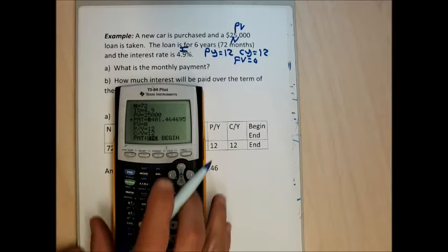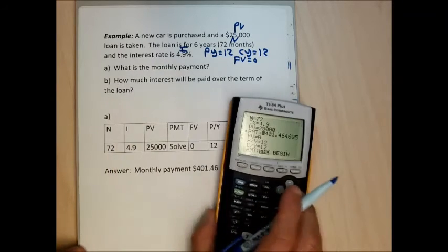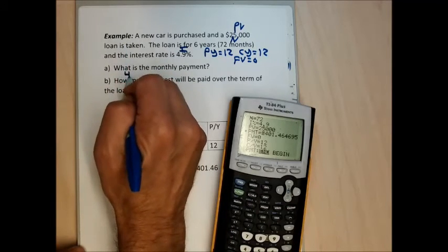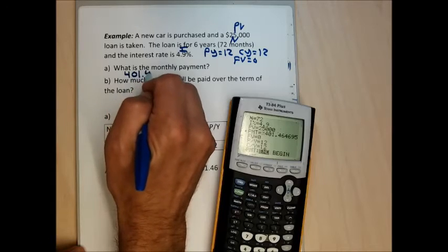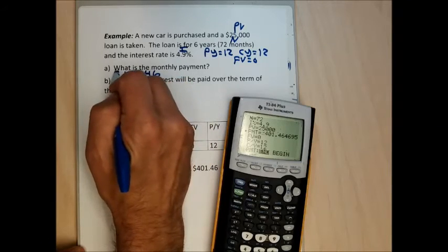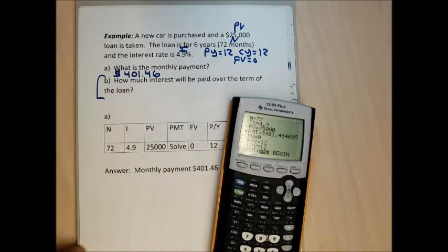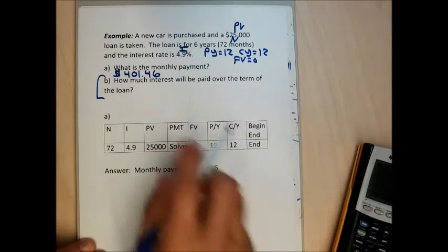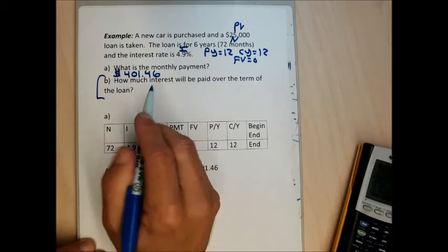We've done this monthly payment, I guess, a few times. The monthly payment for this car is $401.46. The new thing that we have to do is how much interest will be paid over the term of the length of the loan. That's the trickiest thing in this chapter. To do this, I'm going to need my calculator.